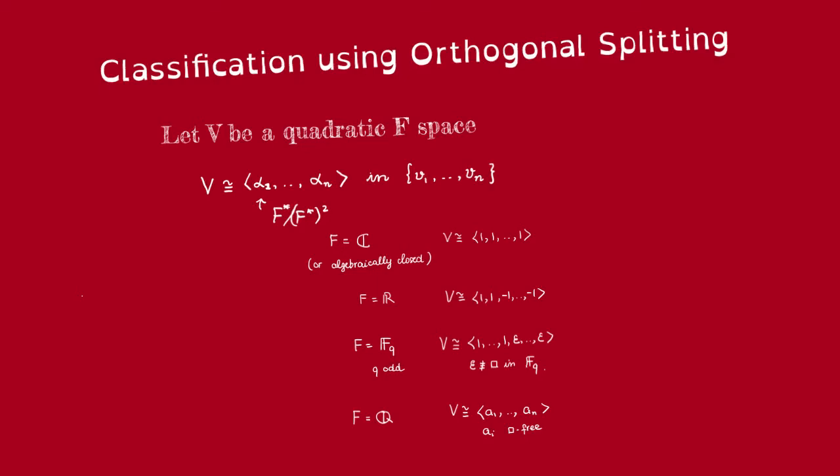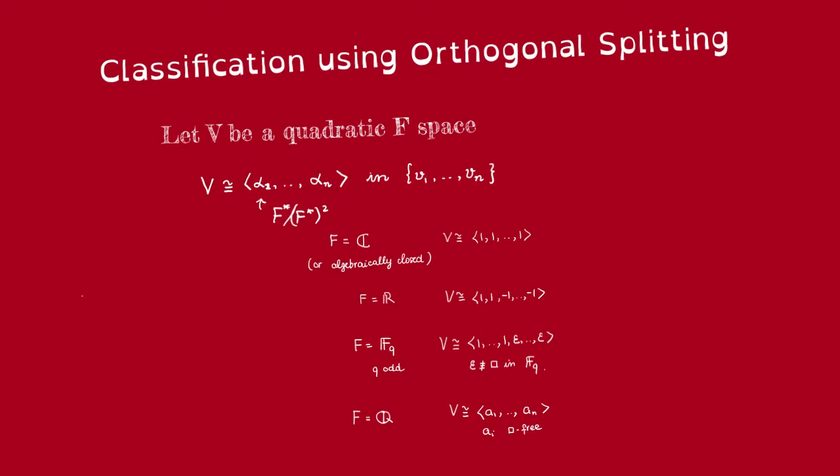Now, from the previous example, we can see a way of classifying certain quadratic spaces using orthogonal splitting. Let V be a quadratic F space, so it's a quadratic module over a field. Then we can apply Gram-Schmidt and find an orthogonal basis for V. Let's say that the Gram matrix of the bilinear form of V has diagonal entries alpha 1, ..., alpha n with respect to this basis.